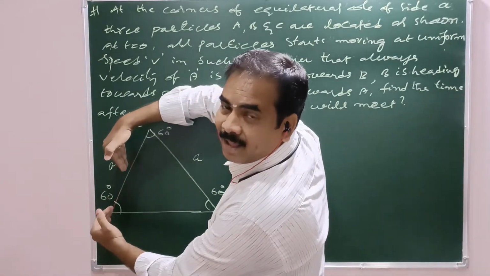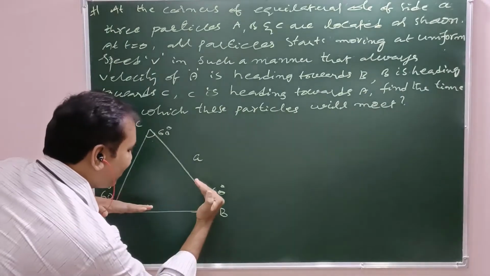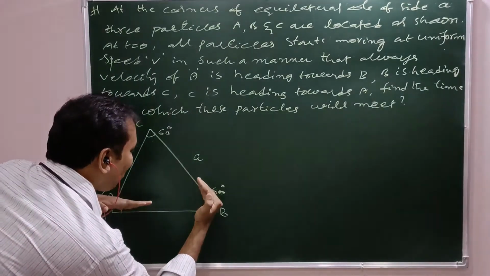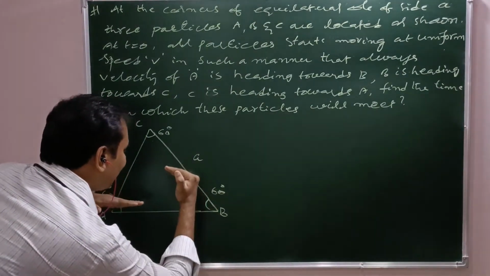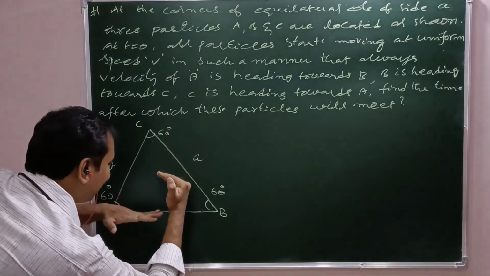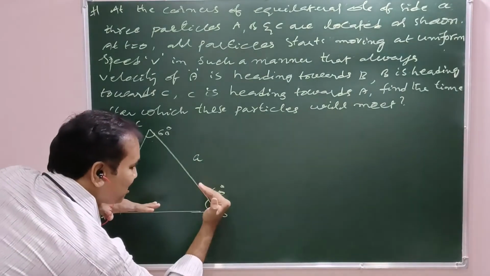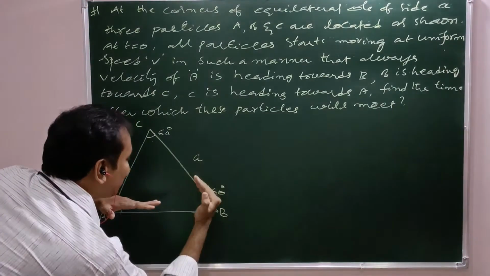Am I right? Now see, this is the initial direction of motion of A, and this is the initial direction of B. Now B is changing its direction with respect to C, like that. According to which the direction of motion of A is also changing, like that, but B is changing its direction with respect to C, like that.